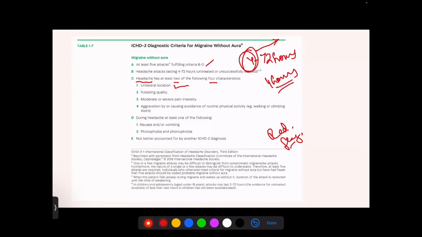Otherwise, a very important part is the quality of headache, whether it is pulsating quality or not. Usually patients come to say it is like a heartbeat inside my head, or there is something that is going in and out of my temple. So you need one of that.